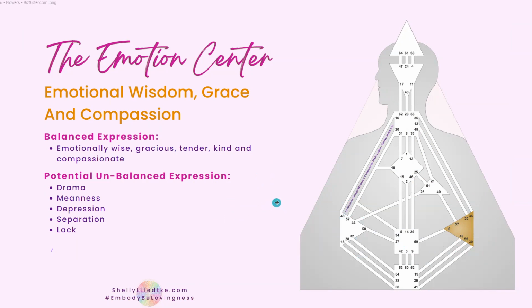The emotion center, when it's in balance, will be emotionally wise, have a greater tendency to have graciousness, tenderness, kindness, and compassion, not only for themselves, but for other people that they're interacting with. If it becomes unbalanced, there could be drama show up, meanness, states of depression, separation, either in relationships or separation anxiety, and a feeling of lack of abundance.